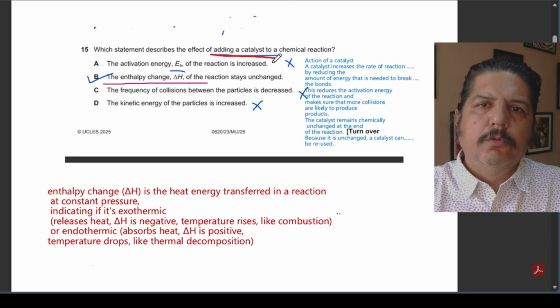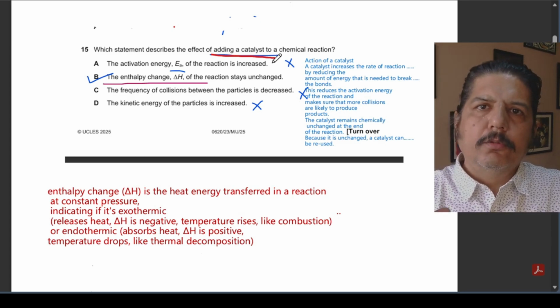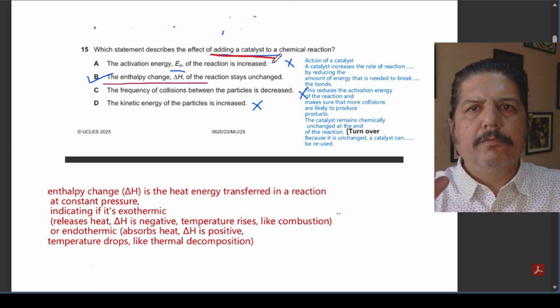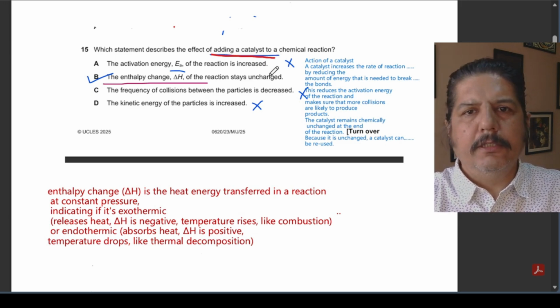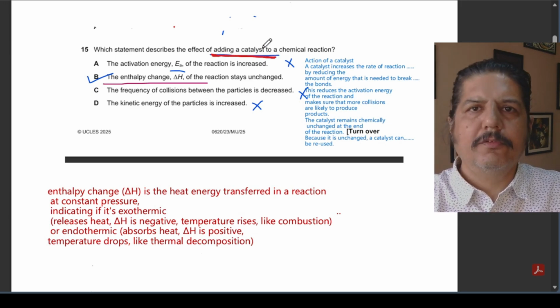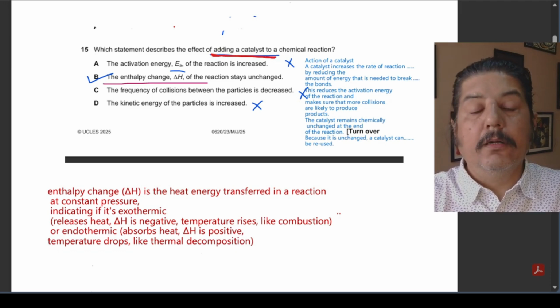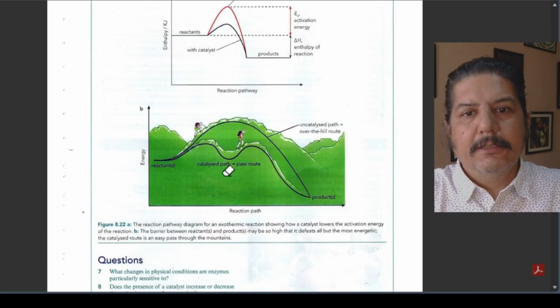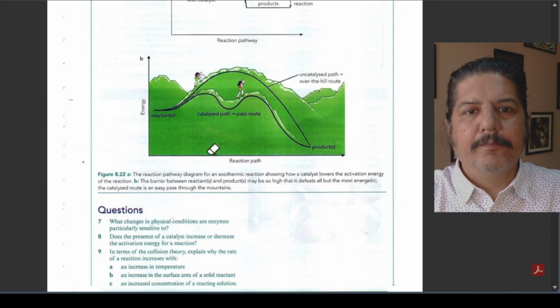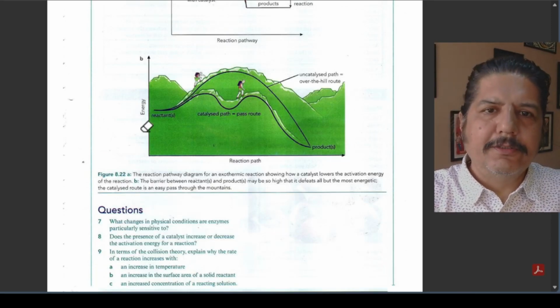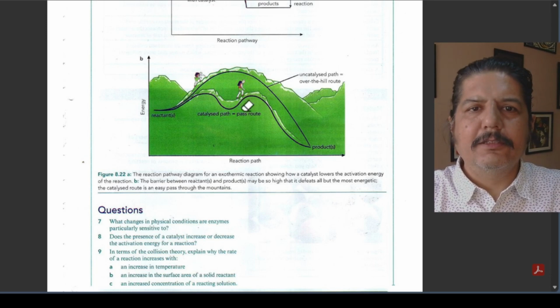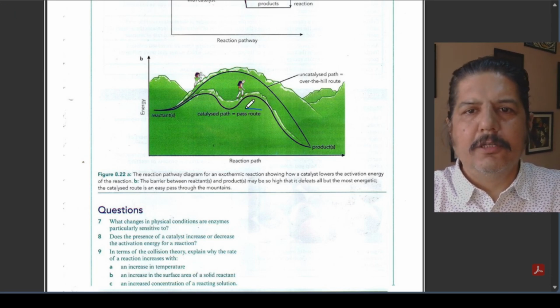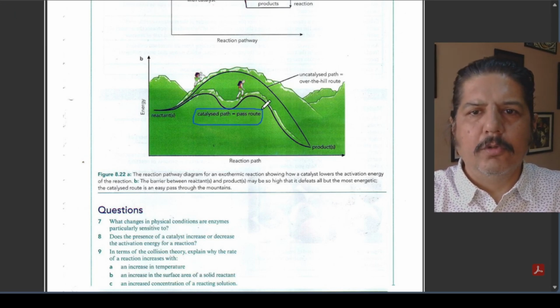Like we are doing in all the questions, I'll be going into a bit of detail when I'm explaining this question. What is the role of a catalyst? This is beautifully explained by this diagram. This is the reaction path, this is the energy, and this is what a catalyzed path does. This is the role of a catalyst.